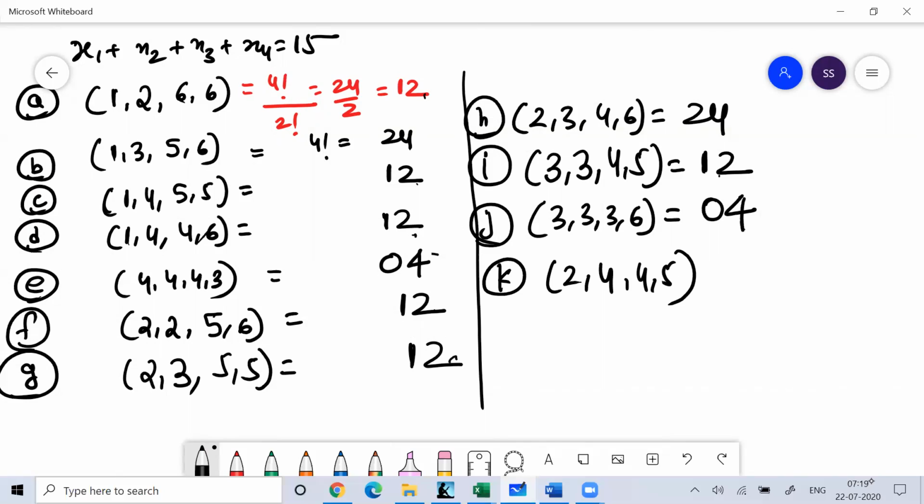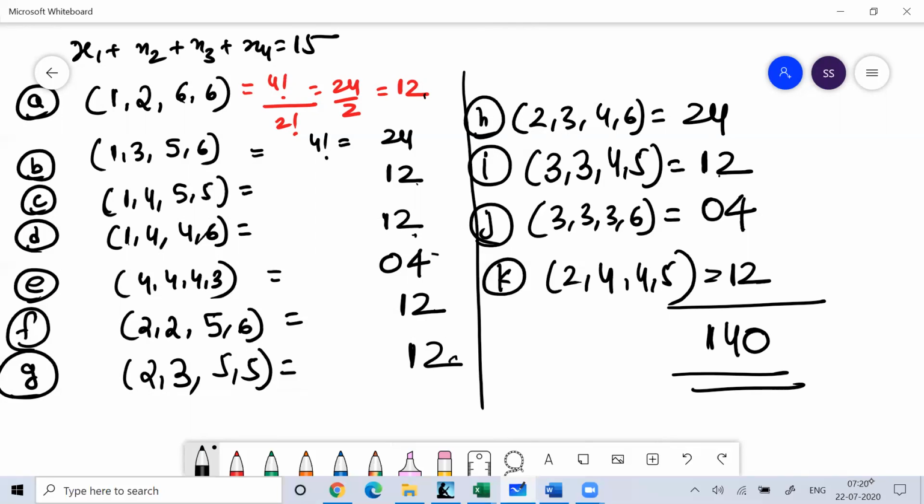Let's just check 2, 4, 4, 5, anywhere repeated. Let me confirm. Not here, not here, not here, not here, not here, not here, not 2, 4, 4, 5. So 12 cases are there. So the total, this would be 140 cases. So like this, you have to think to get the answer.